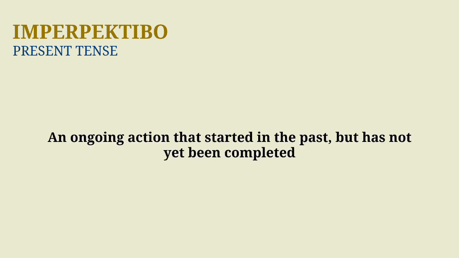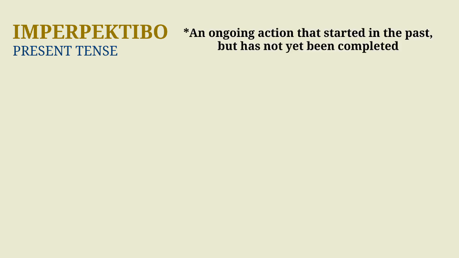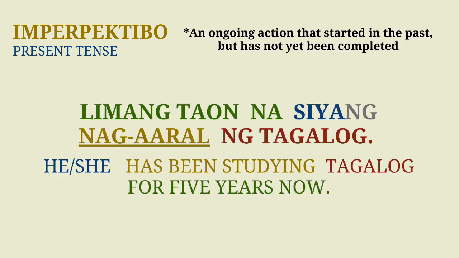And lastly, you can use imperpektibo when describing an ongoing action that started in the past but has not yet been completed. Halimbawa, 5 taon na siyang nag-aaral ng Tagalog. He or she has been studying Tagalog for 5 years now. It started in the past, but it's still ongoing. It has not been completed yet. He hasn't stopped studying Tagalog.